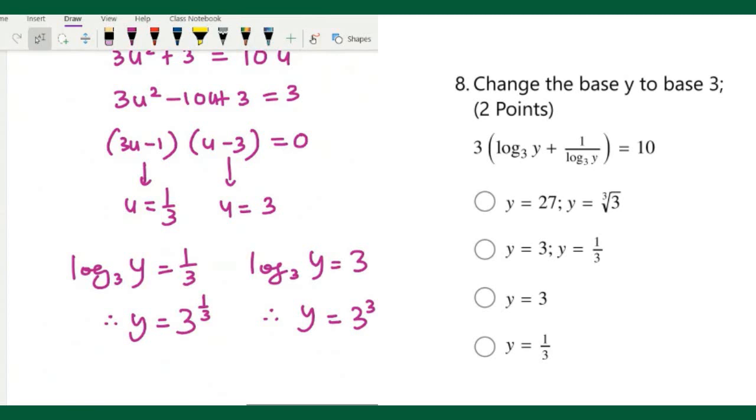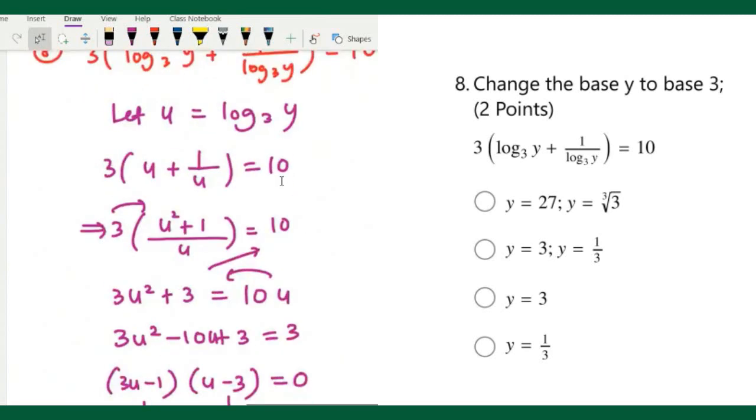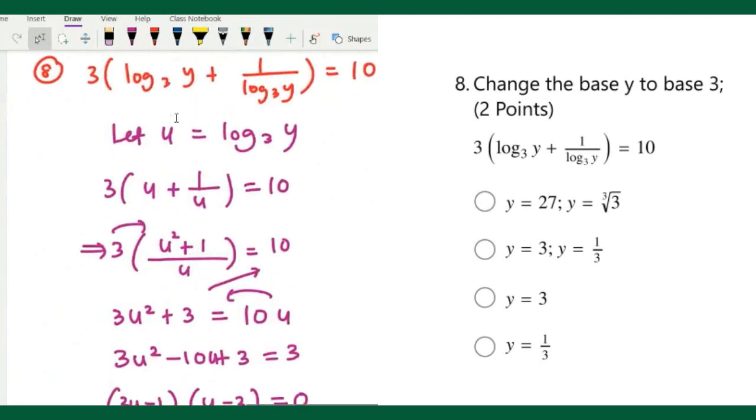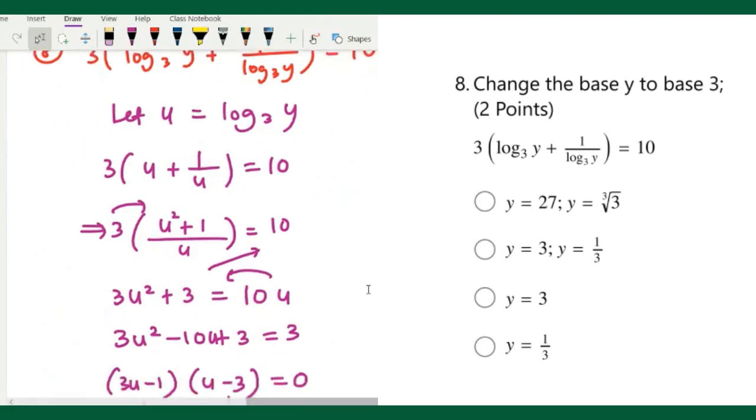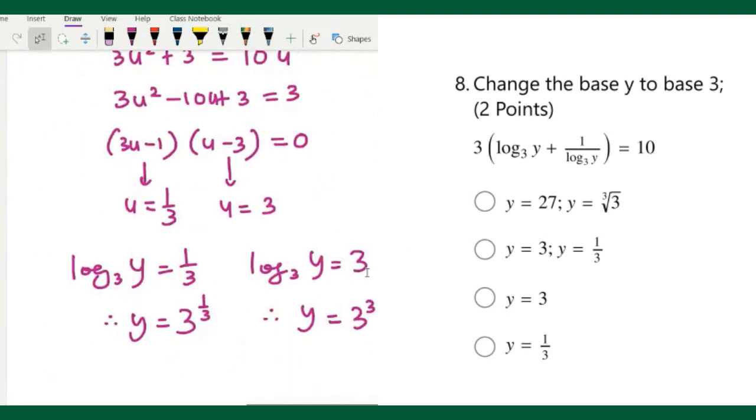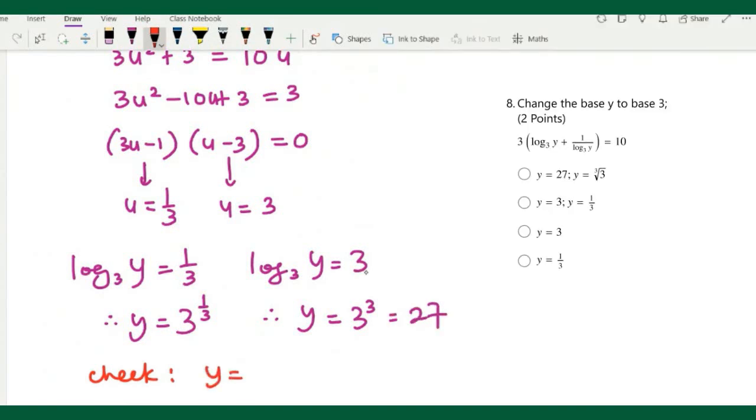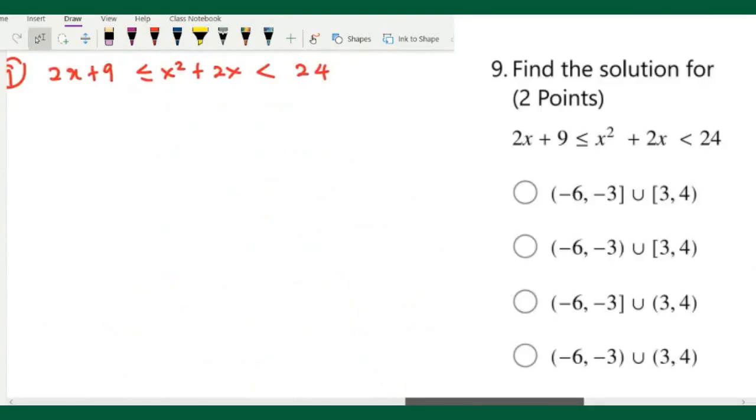Okay, for this question we also need to check because it is a question that involves log. So remember, for questions involving sets and log, it is compulsory to check our answers. And after checking, we will find that both answers are accepted, are correct. So, check. Y is 3 to the power of 1 over 3 and y is equals to 27 are the answers.